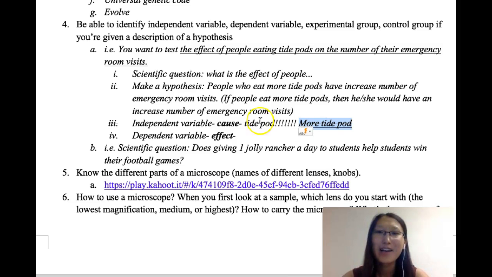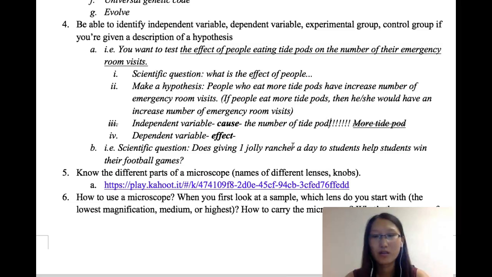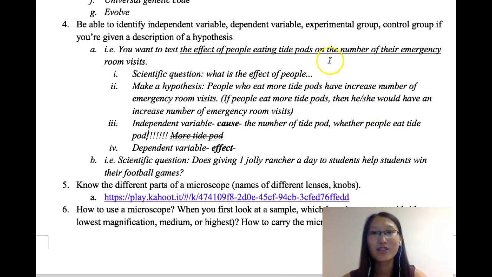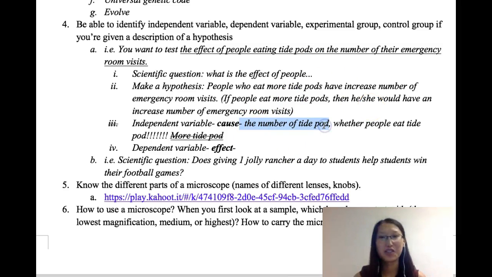But if you say Tide Pod, or the number of Tide Pods, or whether people eat Tide Pod, that's something that can change. The number of Tide Pods could be 0 or more. Whether people eat Tide Pod or not, you have people who don't eat Tide Pod and people who do. So there's a direction in which you can change the variable.